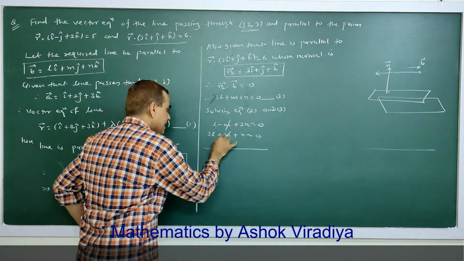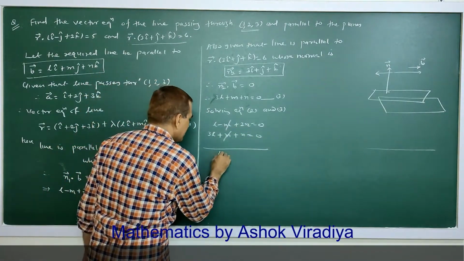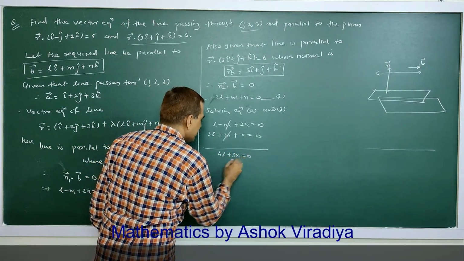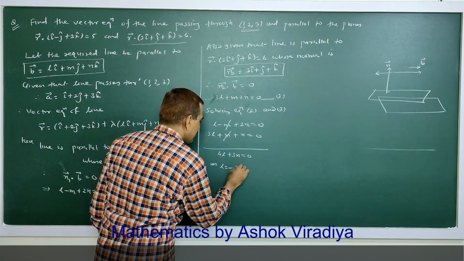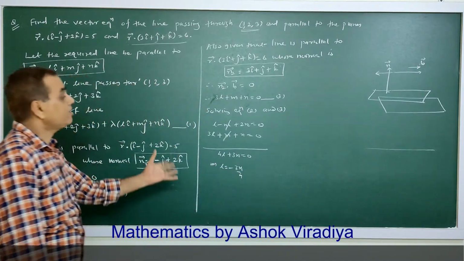Adding them, this will cancel. 4L plus 3n is 0. So L is minus 3n by 4. That is L in terms of n.